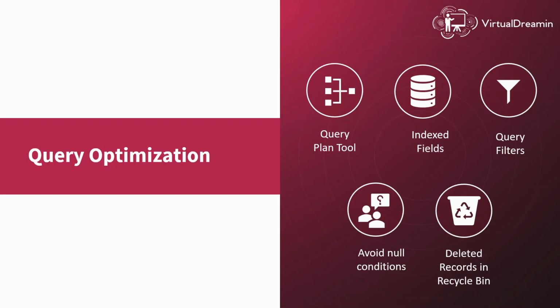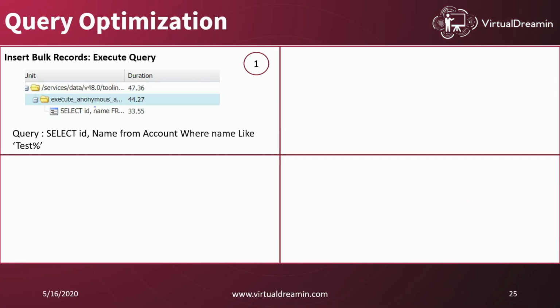Let us cover one more topic, which is related to query optimization, because we have faced performance issues because of SOQL performance issues also. There are multiple options available to improve your SOQL performance, and there are multiple blogs and YouTube videos which explain how to use the query plan tool to improve performance. Because of time constraints, I am not going into all those details, but I would like to highlight a scenario which we faced, with respect to deleted records in the recycle bin, and how deleted records in the recycle bin affect the performance of a query. Let us see it using a sample scenario.